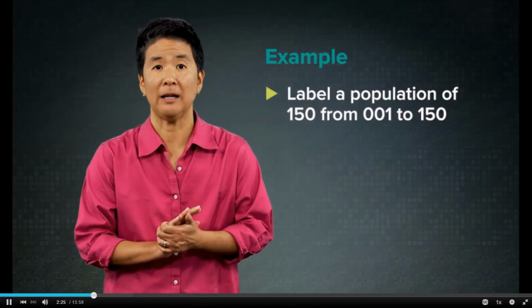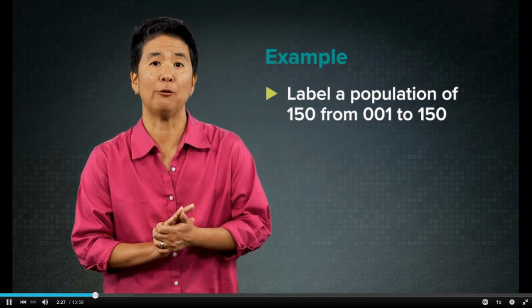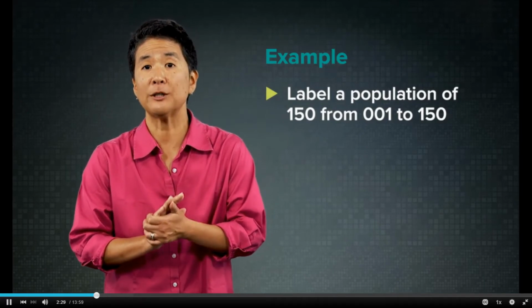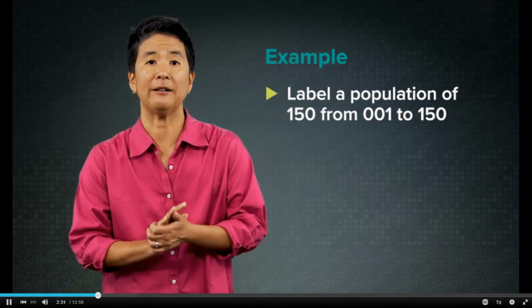For example, label a population of 150 from 001 to 150. Now be careful on this one. Every person has to be assigned the same number of digits, or you won't be able to read across the random number table using the same pattern. Whether it be every 2 digits or every 3 digits or so on.